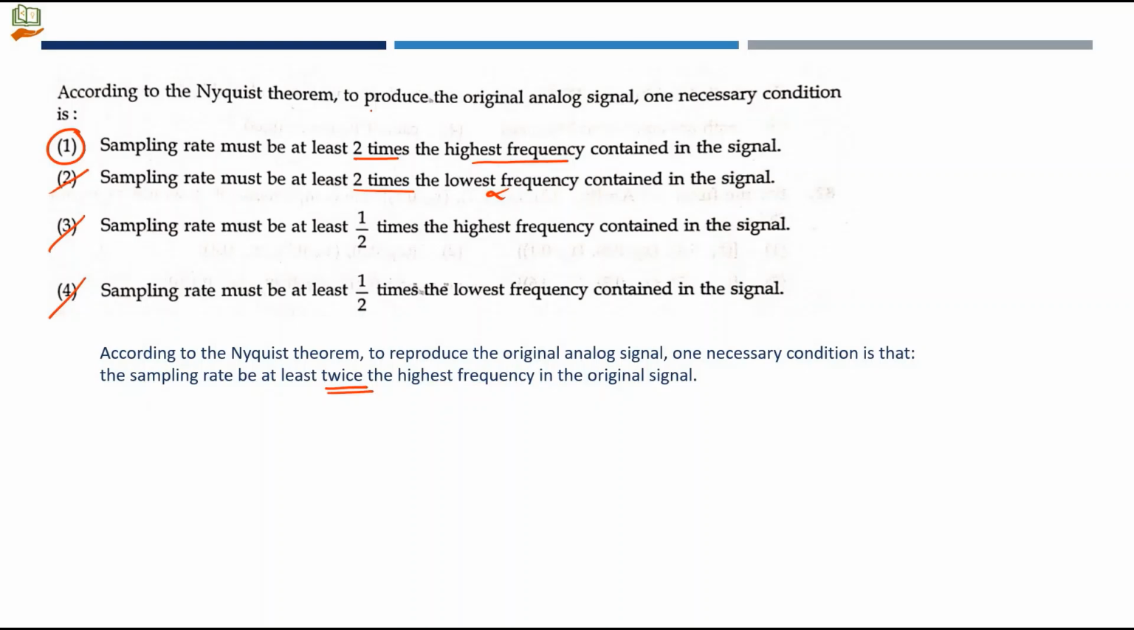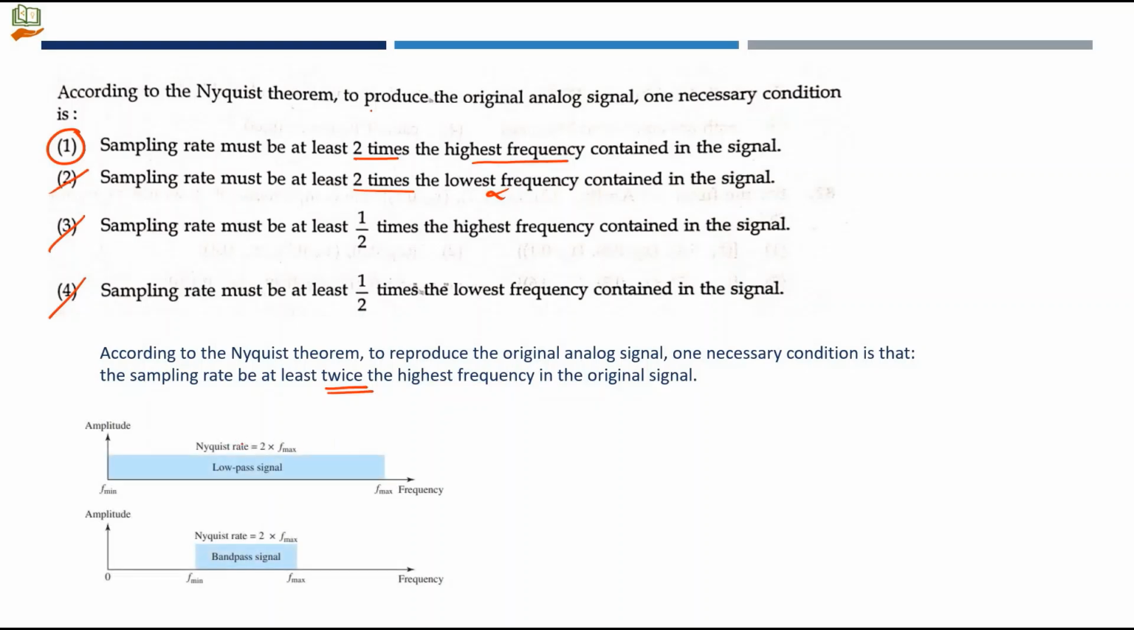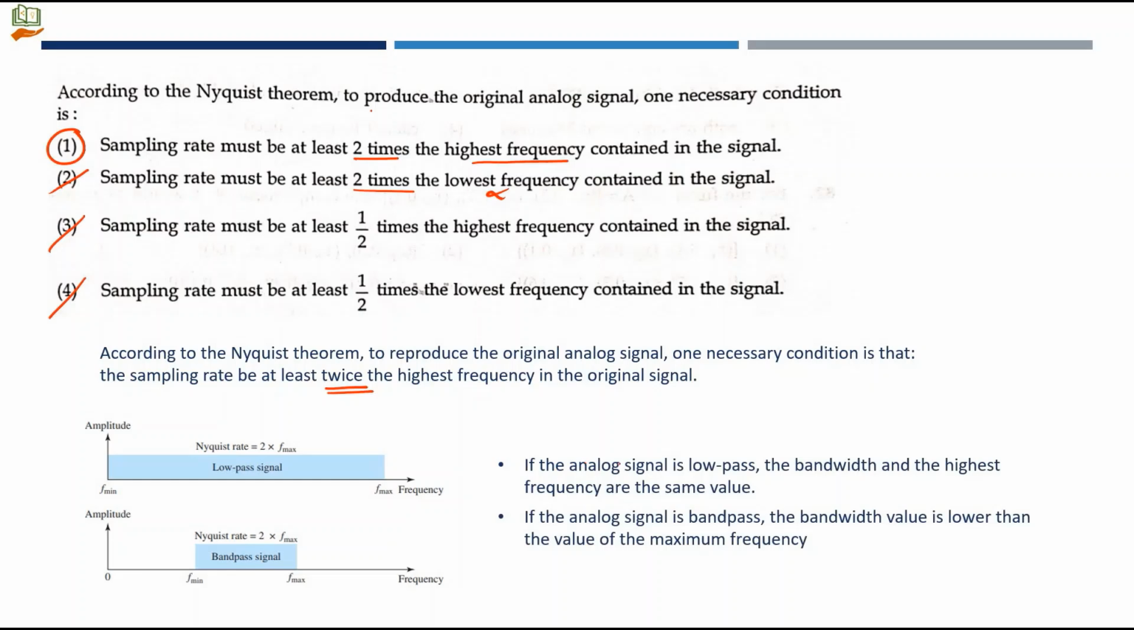Now we will see a diagram here. They have given the Nyquist rate as 2 into the highest frequency, that is F max. And here they say if the analog signal is low pass, as we see here, the bandwidth and the highest frequency are the same value. If the analog signal is band pass, the bandwidth value is lower than the value of the maximum frequency.